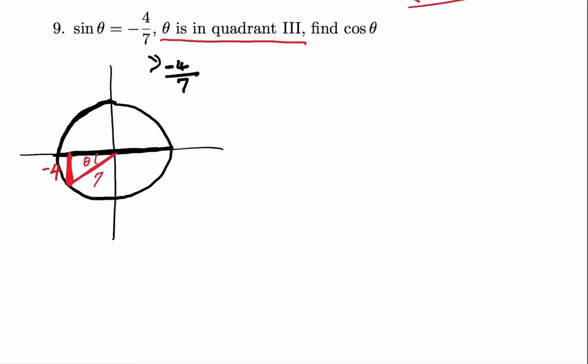So now we need to find cosine theta. Cosine theta is this distance, or it can also be this distance as well, the same distance. What we need to find is that cosine represents horizontal distance from the vertical diameter. So how do you find the length? This is where we have to use the idea of the Pythagorean theorem.